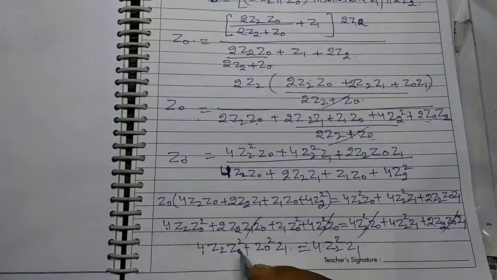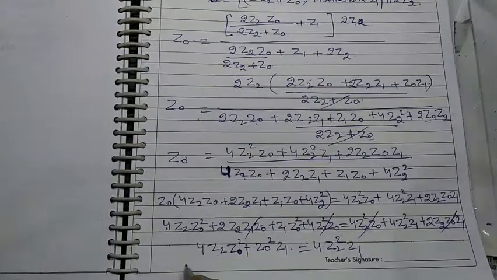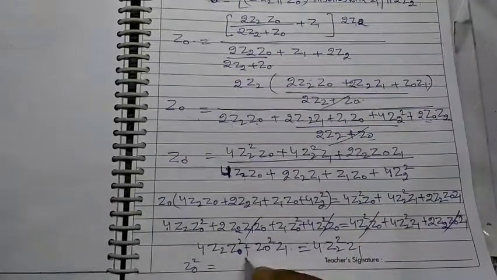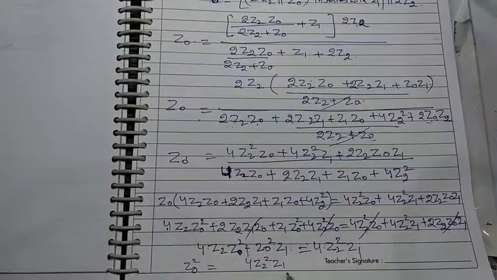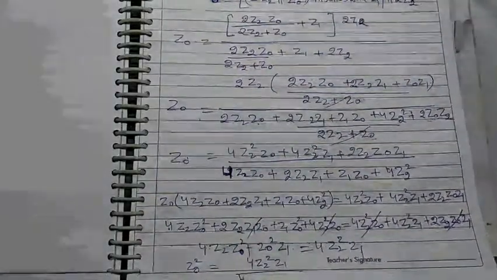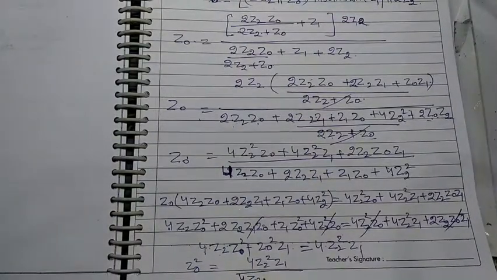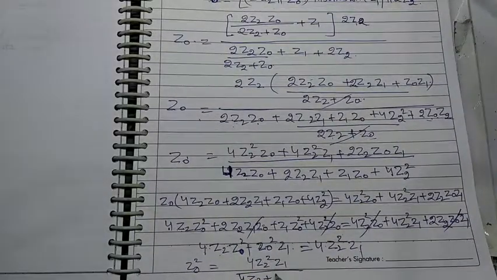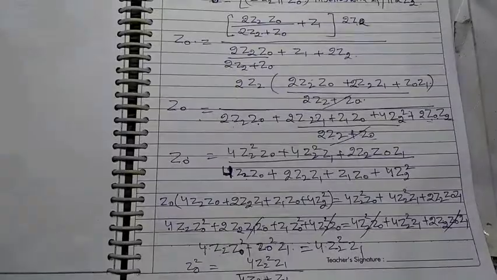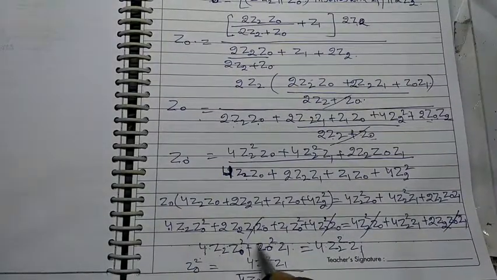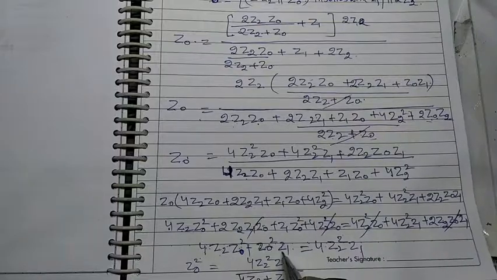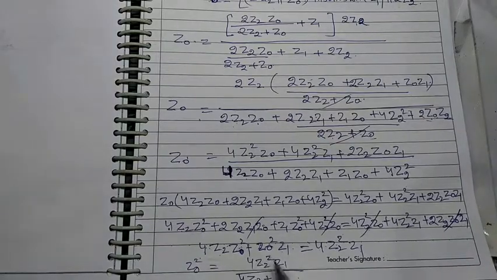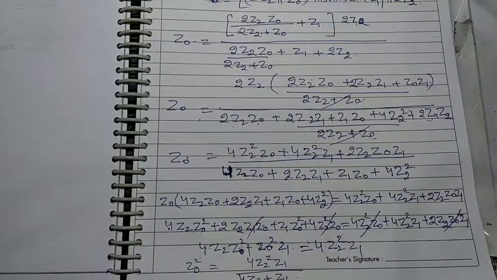Now here ZO square is common. So ZO square is equal to 4Z2 square Z1 upon 4Z2 plus Z1. ZO square is common from both the terms. Here we get 4Z2, here we get Z1. So 4Z2 square Z1 divided by 4Z2 plus Z1.